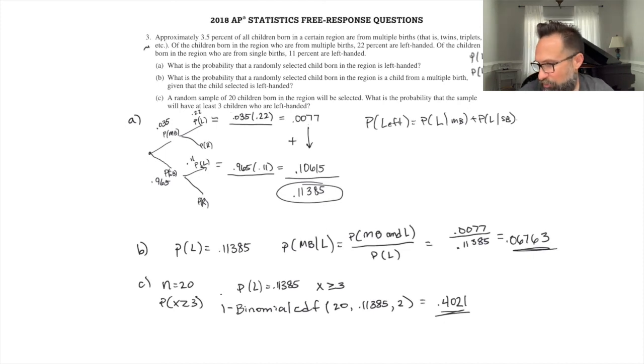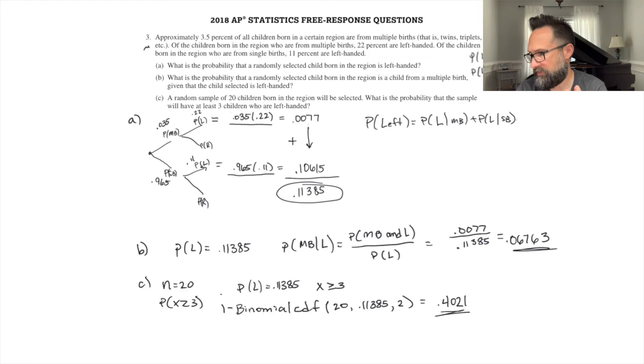In order to get full credit for part C, I had to label quite a few things. There's 5 things that I needed to make sure to get right. Number 1, I had to identify that it was a binomial distribution. Number 2, I had to specify what N and what P was, right? So N was 20 and P was 0.11385, or whatever you got in the previous answer. If that transfers on through, then you would have gotten credit for that.